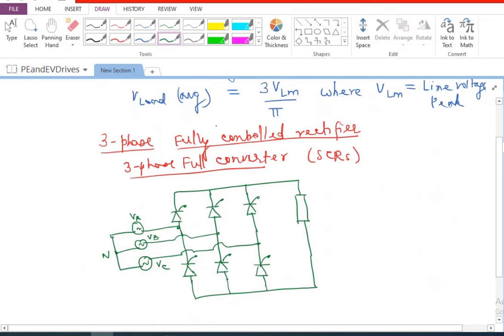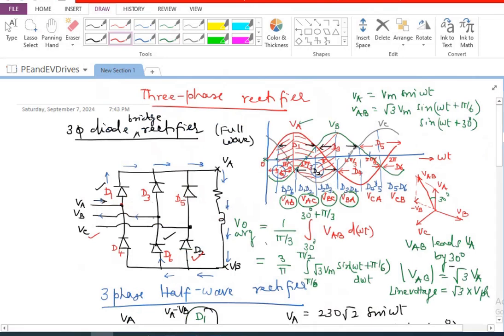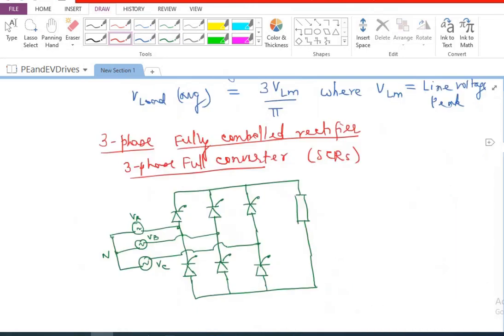Okay. Now let me call these devices exactly like what we had numbered earlier in the previous rectifier: D1, D3, D5, D4, D6 and D2. The same thing I am going to write here. This is going to be T1. This is going to be T3. This is going to be T5. And this will be T4. This will be T6. And this will be T2. So this is how the devices are numbered, just like what we did in the case of the diode rectifier.